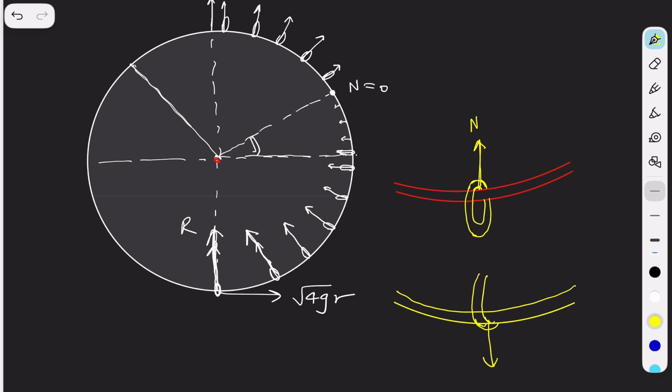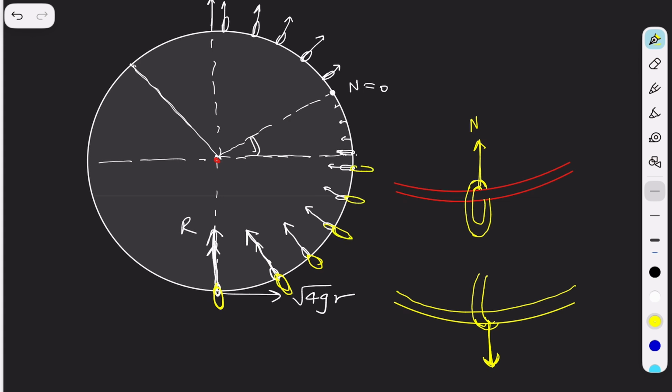So guys, here the bead should be outside. Okay, bead should be outside. I hope you're getting my point. Bead should be outside, and the force would be decreasing. Okay guys, so I hope you're getting my point.